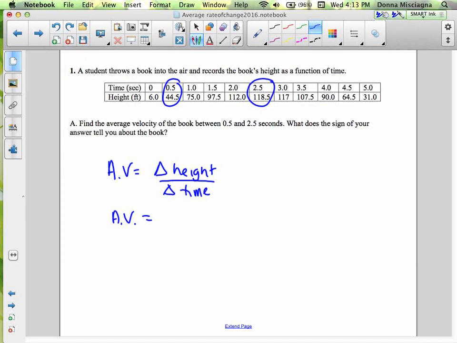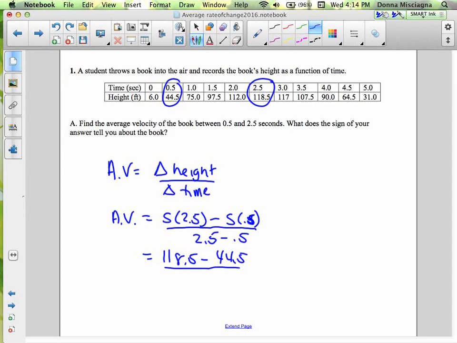Right? So I'm going to take S of 2.5. I'll do the larger time value. S of 2.5 minus S of 0.5 divided by 2.5 minus 0.5. That's our change in time. All right, so S of 2.5, that's 118.5. S of 0.5 is 44.5.